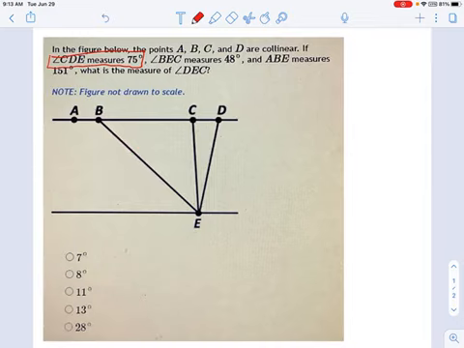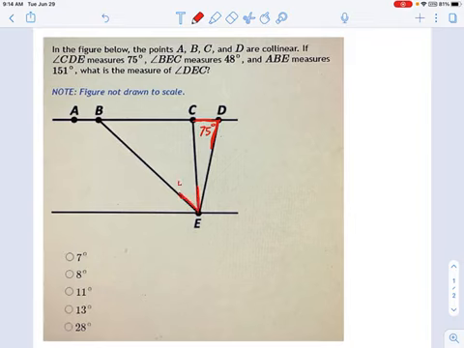So, let's put that in this plot here. CDE, what is that? That is this angle right here. That's 75 degrees. And we're told that BEC measures 48 degrees. BEC, okay, so what is that? That is this angle right down here.